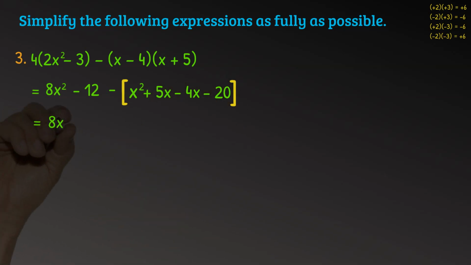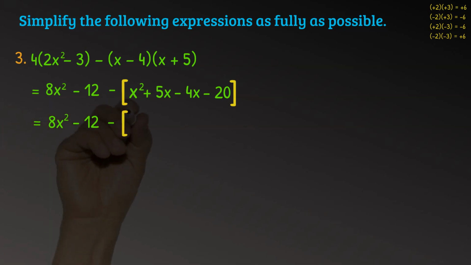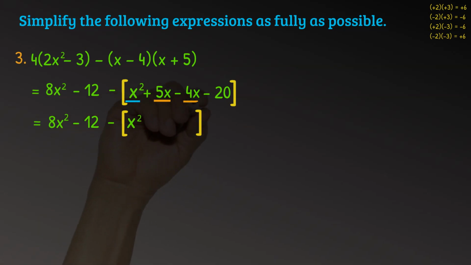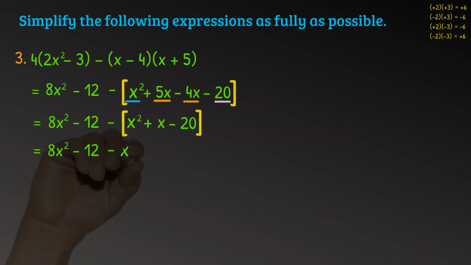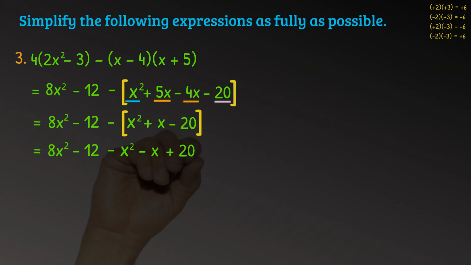Then we want to write this out again, combining similar terms within the yellow bracket. There's only one term with x squared in it, so that remains the same. We have two terms with x in it, so we have plus 5x minus 4x, so that becomes just plus x, and we only have one constant, minus 20, so that remains the same. Then we want to get rid of the yellow bracket by multiplying everything inside it by minus 1. So we have minus 1 times by x squared is minus x squared. Minus 1 times by x is minus x. And minus 1 times by minus 20 is plus 20.